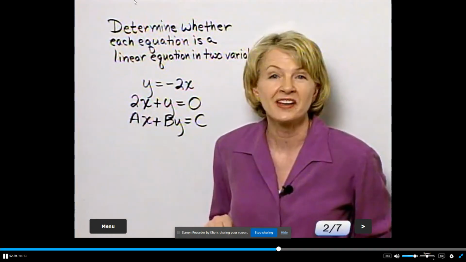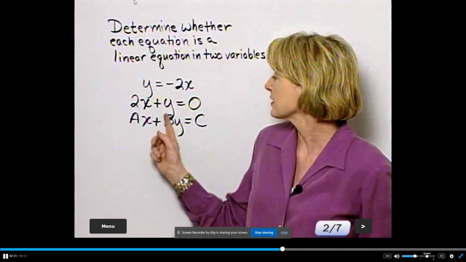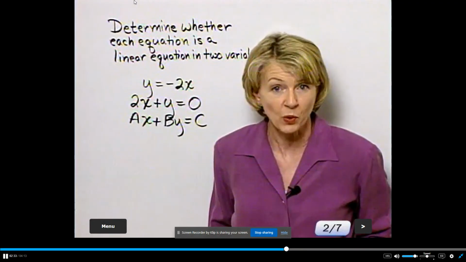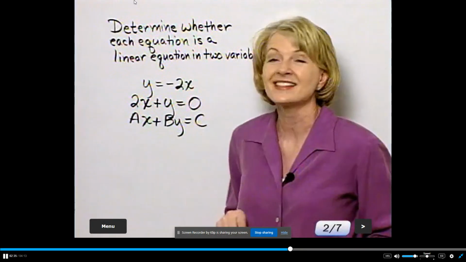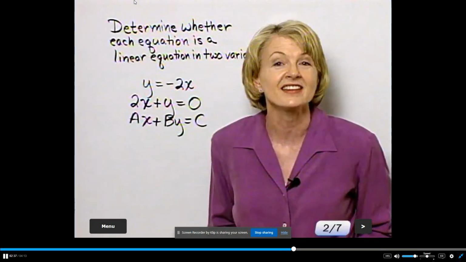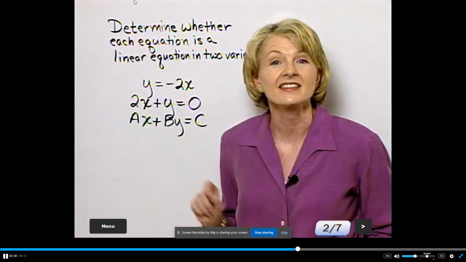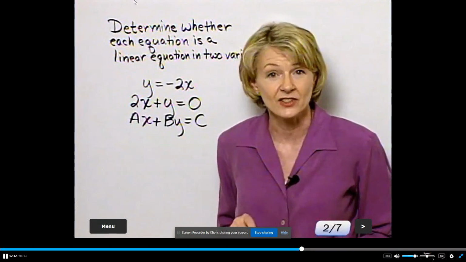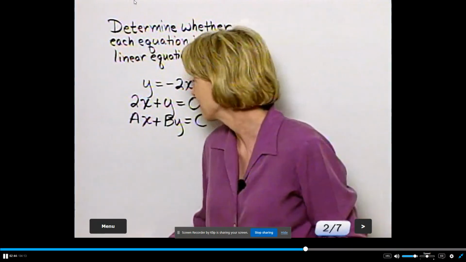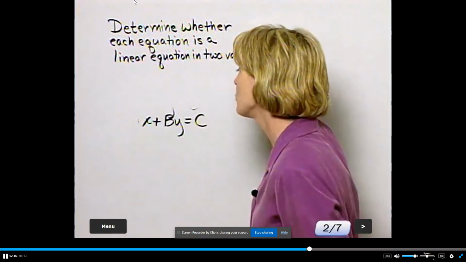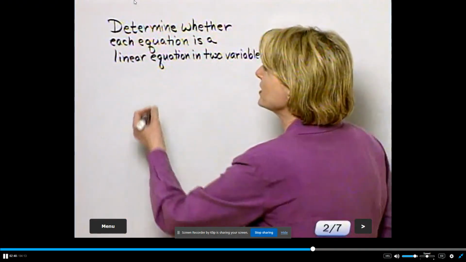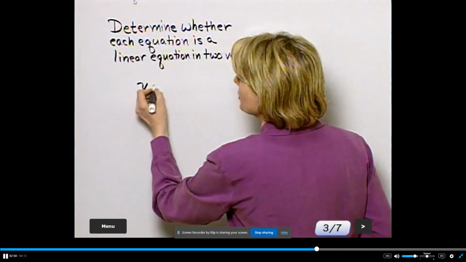So it is written in this form, ax plus by is equal to c. A is the coefficient of x, which is 2. B is the coefficient of y, which is 1. And c is this constant, which in this case is 0. Yes, this is a linear equation in two variables. Let's continue deciding whether we have linear equations in two variables.